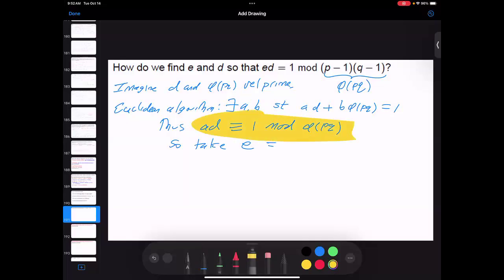We've got it from the previous line. What do we have here? We have a times d is 1 mod phi of pq. So what should we take for e? What do we multiply d by and get 1 mod phi pq? It's just a. So we take e equals a, we win.